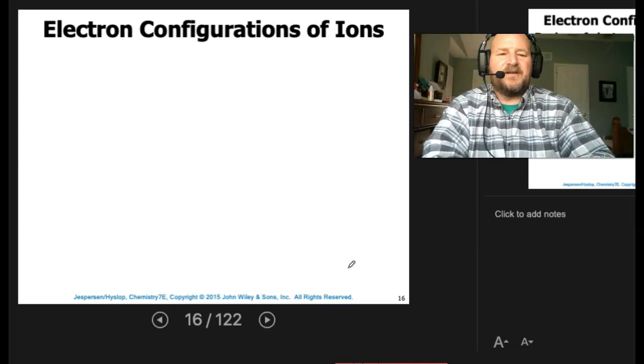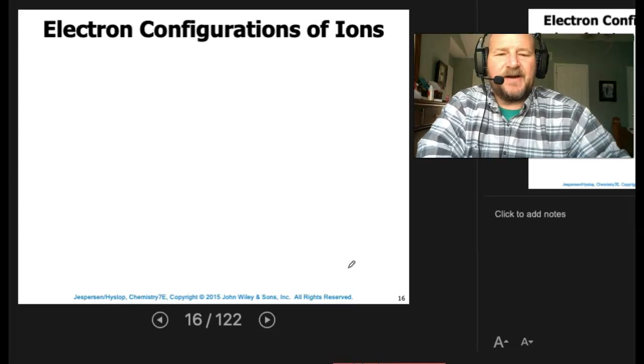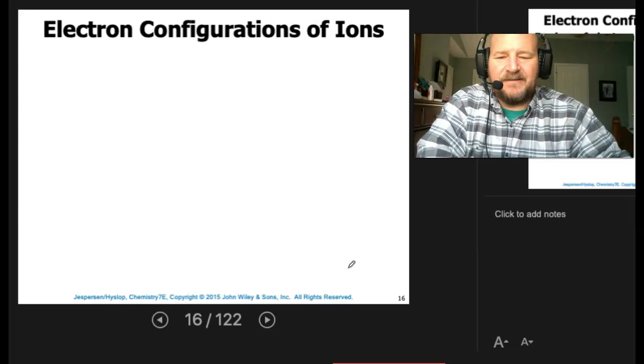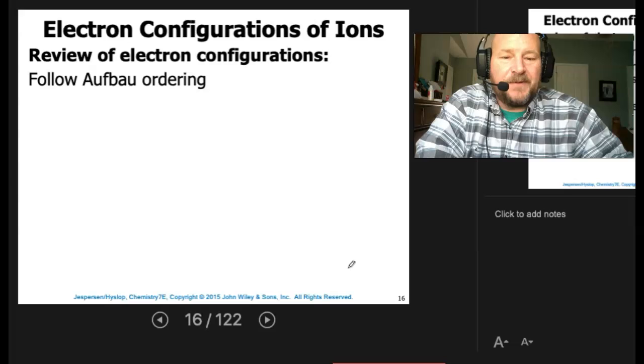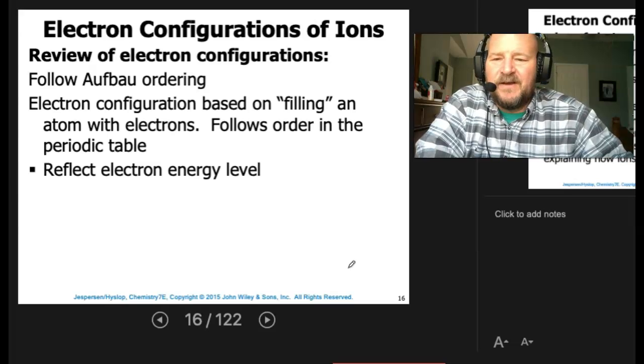All right, so electron configurations. This is how we're going to figure out how many electrons are being moved back and forth. So you might need to review this. I'm going to go through this kind of fast. We just saw this not that long ago. You're going to follow the alphabet ordering. In other words, we're going to build up.